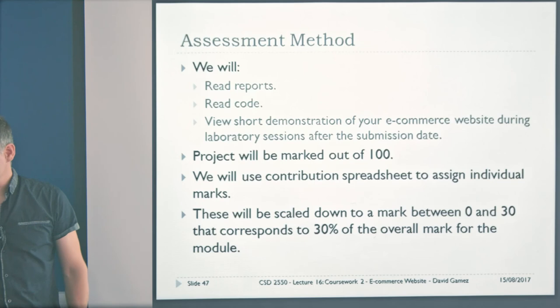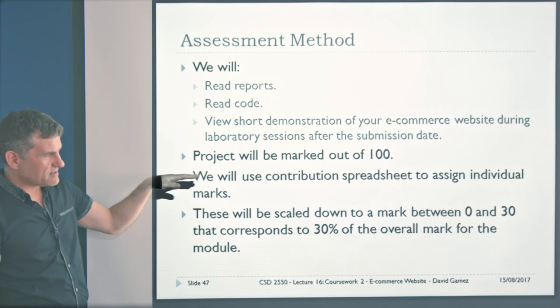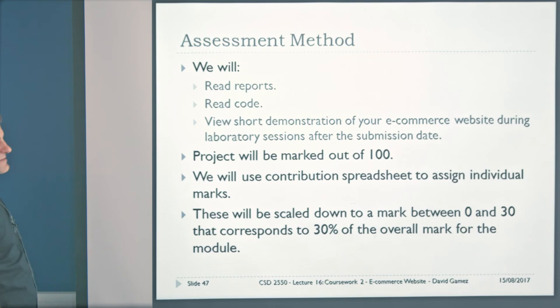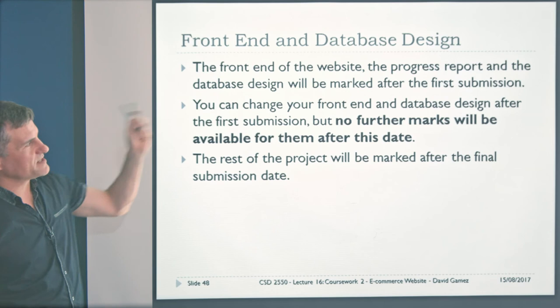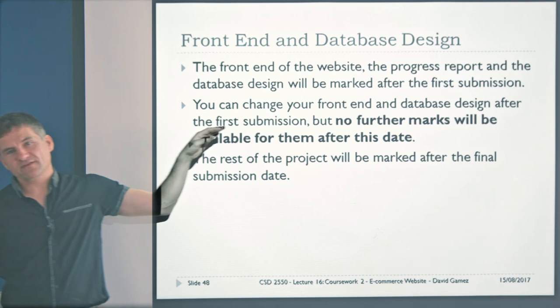So we'll assign individual marks using the contribution spreadsheet, and then we'll scale that down to a mark between 0 and 30, which corresponds to 30% of the overall mark for the module. We're going to mark the front end, the progress report, and the database design after the first submission. You can change this stuff, but you can't change the marks that you got for it, okay?